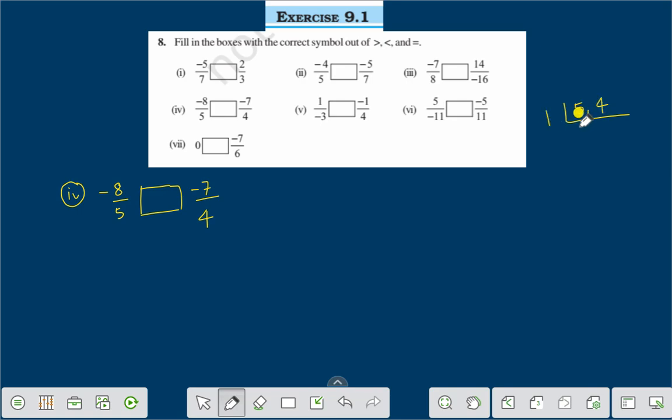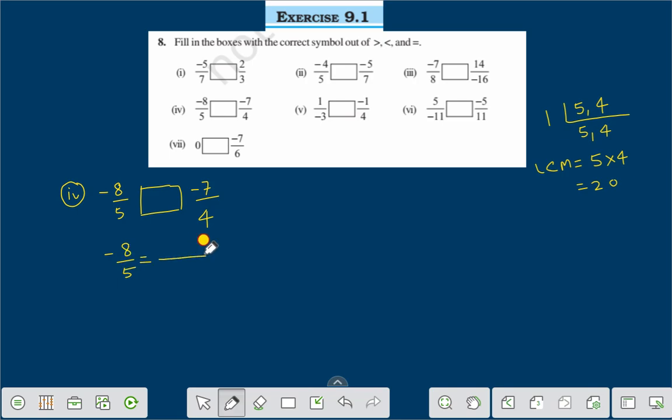If you divide by 1, you will get 5 and 4. Therefore, LCM is equal to 5 into 4, that is 20. Right? Now this number, minus 8 by 5. If you divide 20 by 5, you are getting 4.